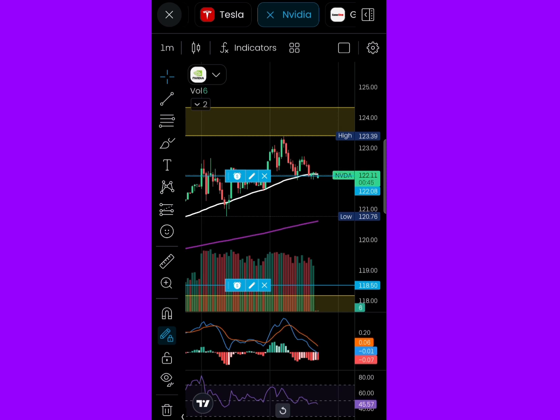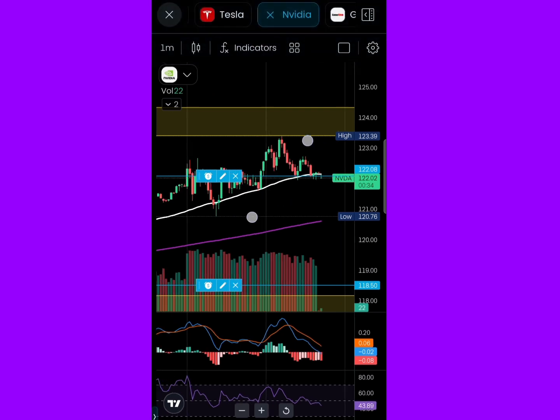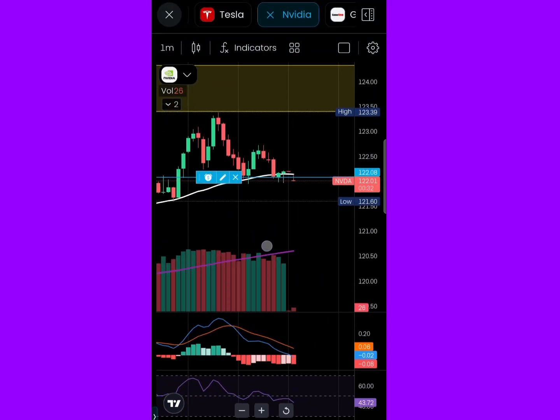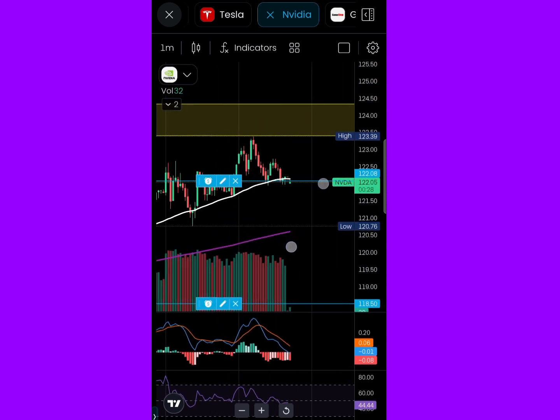Yeah, there's a bit of a fight here, isn't there? You can see it's just struggling between the bears and the bulls. It's like a real struggle. They're really fighting out here, aren't they? They're trying to hold that 50-day moving average.